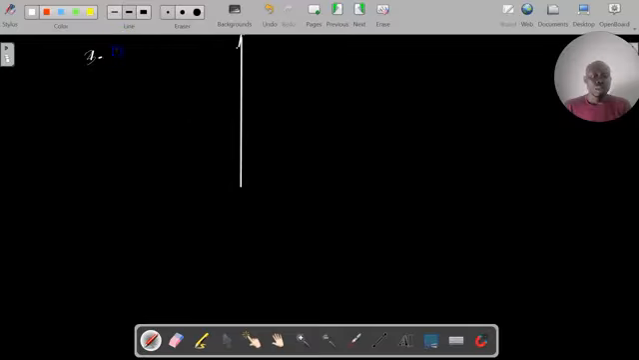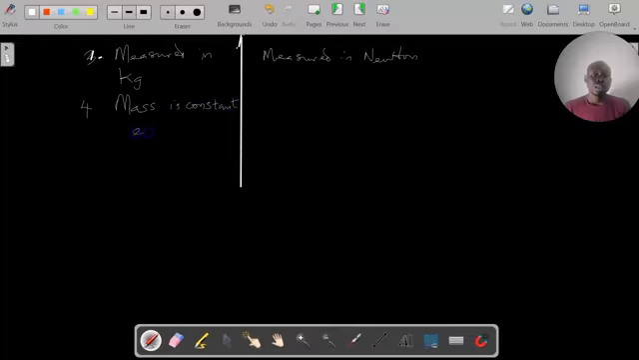Mass is measured in, when we say measured in, we are talking about the unit, kilogram, while weight is measured in Newton. Then mass is constant. Mass is always constant everywhere. No matter where you are, mass is constant everywhere. While weight varies from place to place.